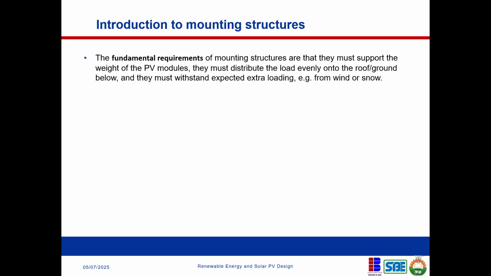So that's about inverters. Okay, now let's talk about mounting structures. The fundamental requirements of mounting structures are that they must support the weight of the PV module, they must distribute the load evenly onto the roof or the ground below, and they must withstand expected extra loading. Examples are rainfall, wind or snow, depending on the climate where this is being installed.